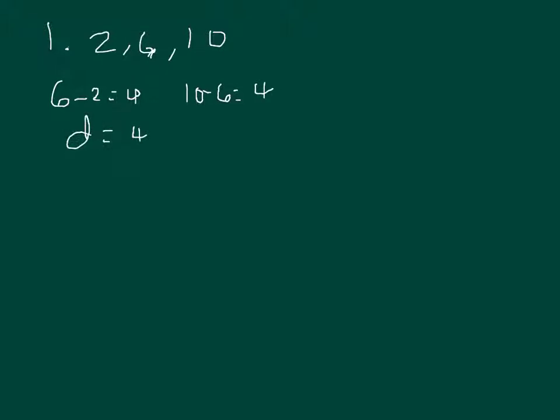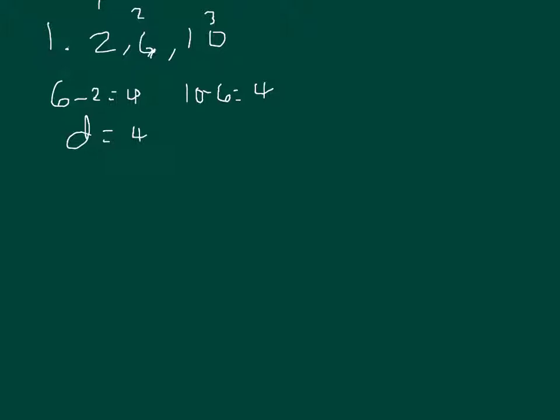So your common difference was 4. And then to find the 15th term, you could have continued out and written out to the 15th term. This was the first term, second term, third term. You could have kept going and found the 15th term that way. Some people did it that way.